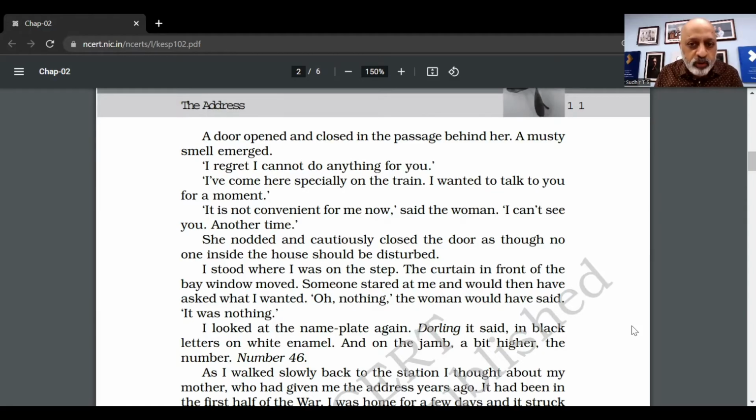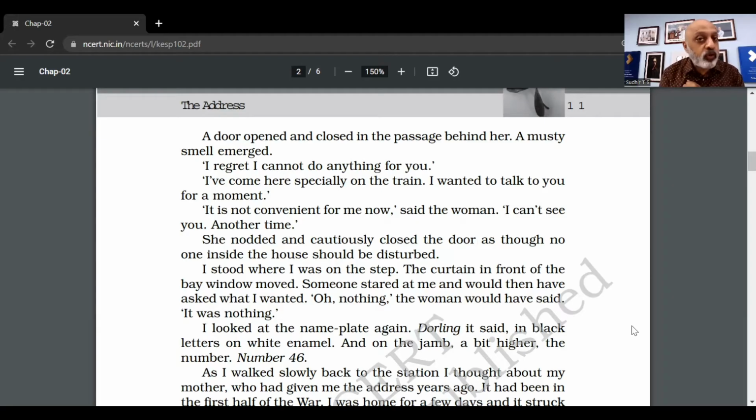I regret I cannot do anything for you. I have come here specially on the train. I wanted to talk to you for a moment. So the girl reveals that she has come on the train specifically to meet her at this address. It is not convenient for me now, said the woman. I can't see you another time. So, fir kabhi aana kind of thing. She nodded and cautiously closed the door as though no one inside the house should be disturbed.